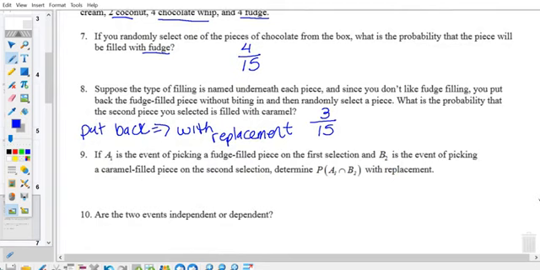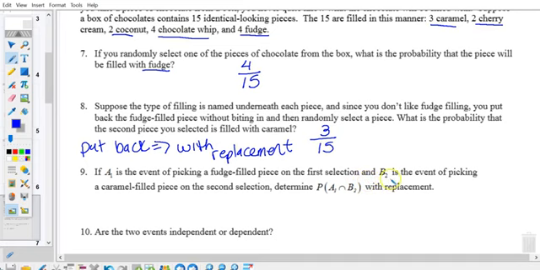If A1 is the event of picking a fudge, and B2 is the event of picking a caramel on the second selection, what is the probability of picking A1 and B2? So this was fudge. This is caramel. With replacement. So does looking at the fudge first change the outcome of getting a caramel second? It does not. Replacement means independent.